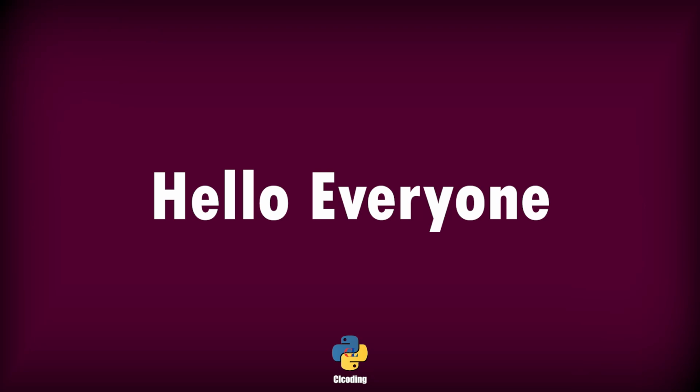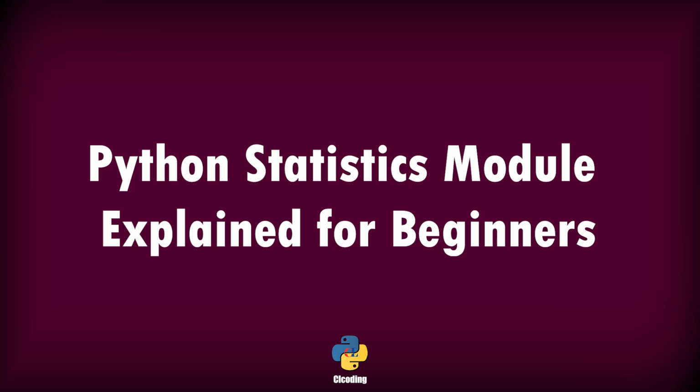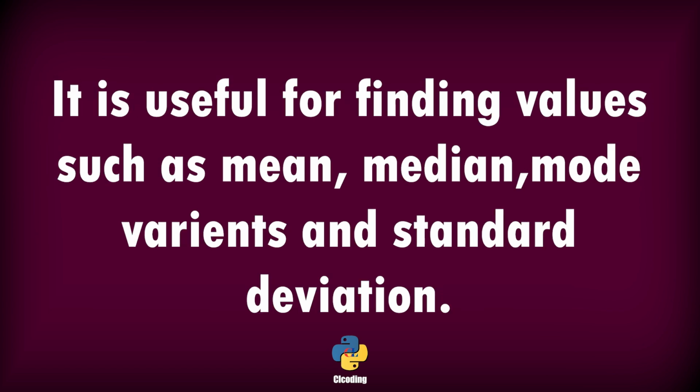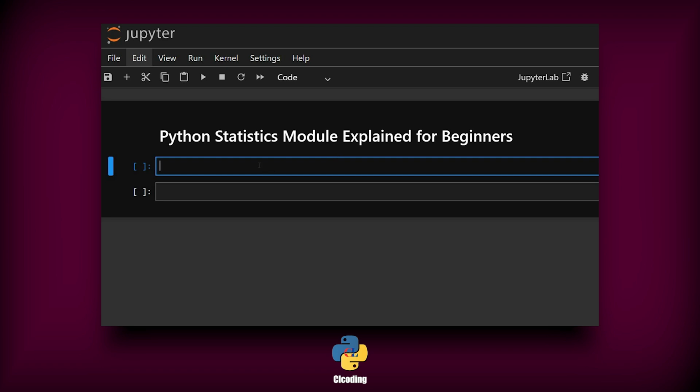So today's video is about the Python statistics module explained for beginners. The statistics module in Python provides functions for performing statistical calculations on numeric data. It is useful for finding values such as mean, median, mode, variance and standard deviation. So let's understand this with simple examples.